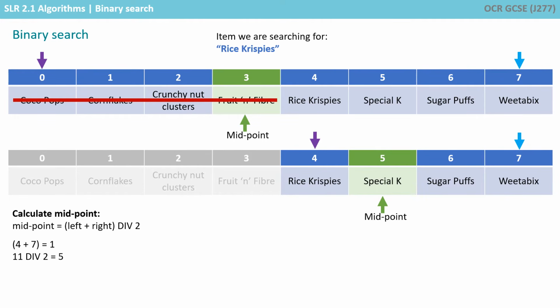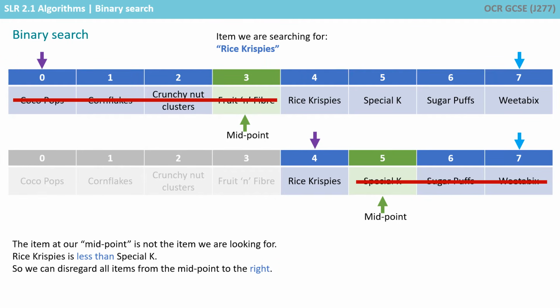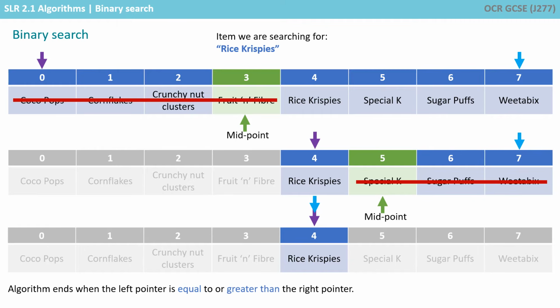The left pointer 4 plus the right pointer 7 equals 11. Divided by 2 is 5, so the midpoint is 5. Is Special K the item we're looking for? No, it is greater, so we can disregard all the items to the right. The right pointer now becomes the midpoint minus 1, which is 4. When the left and right pointers are the same value, the item we are looking for is either at the pointer or it's not in the list.